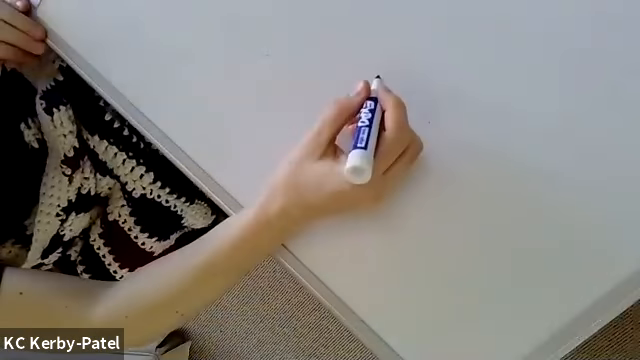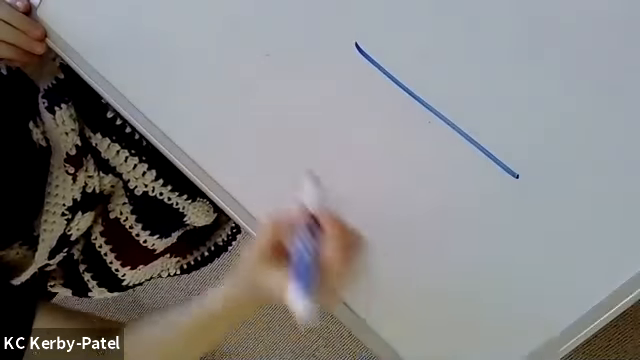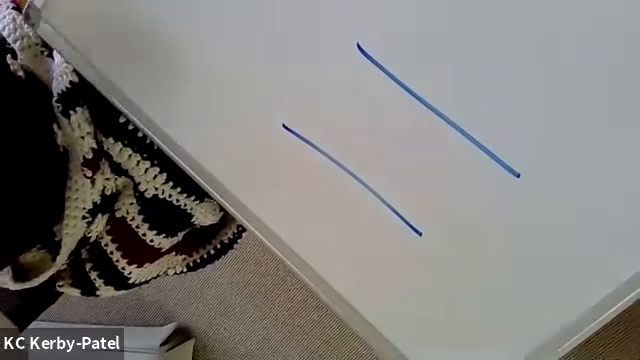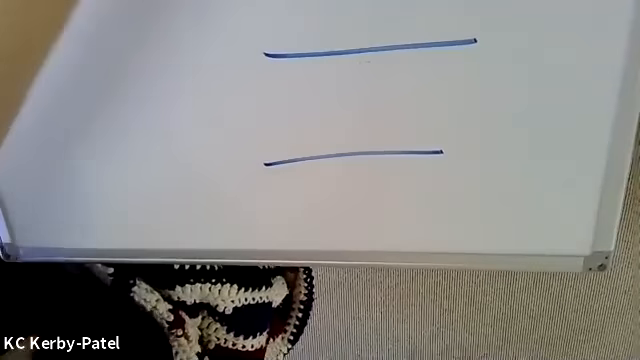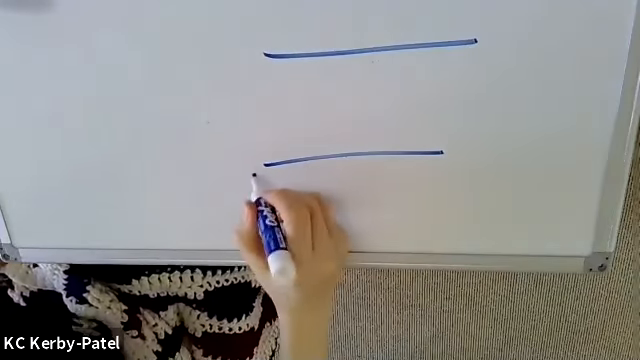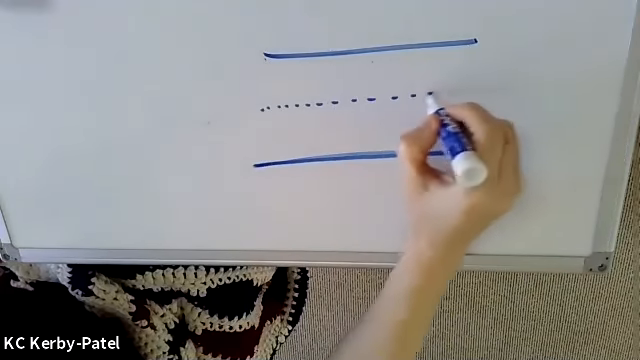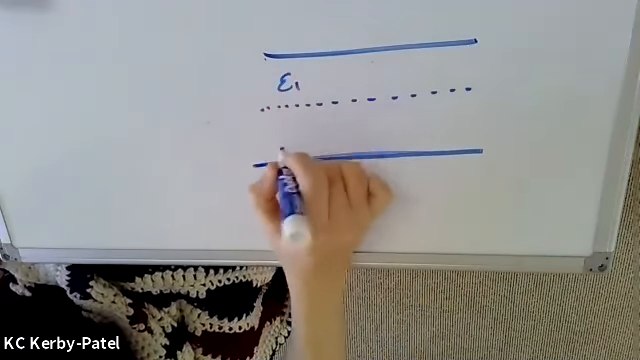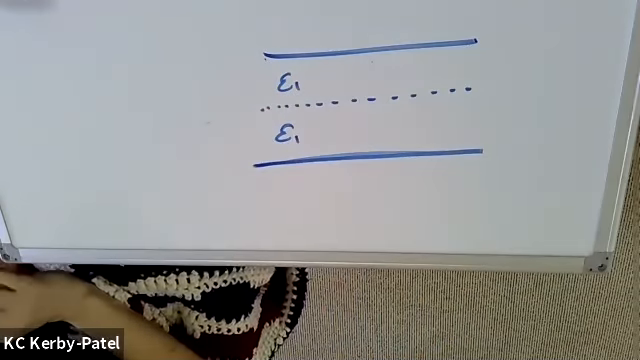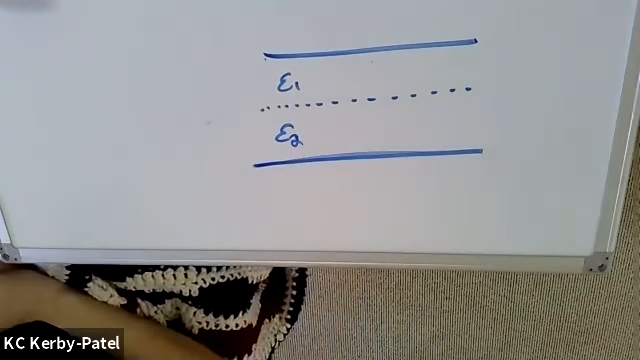Imagine you have a capacitor. I'm at a weird angle. If I have a capacitor that is filled with two different materials, like up here I have epsilon 1, and down here I have epsilon 2. There you go.